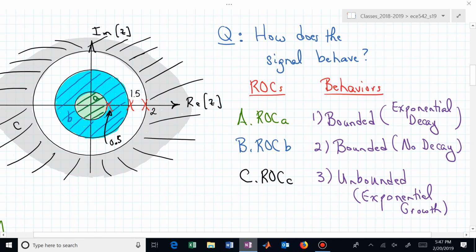Here I want to ask you the following. For these different regions of convergence, how does the signal behave? Is the signal's behavior bounded with exponential decay? Is it bounded with no decay? Or is it unbounded with exponential growth? Those are the 1, 2, 3s. So now write down for A, B, C your answer, whether it's number 1, number 2, or number 3, for the different regions of convergence. And now you need to pay attention to where the poles are relative to those regions of convergence.